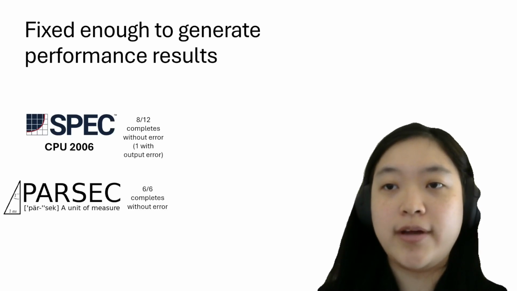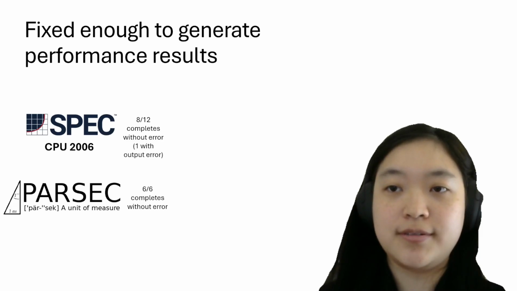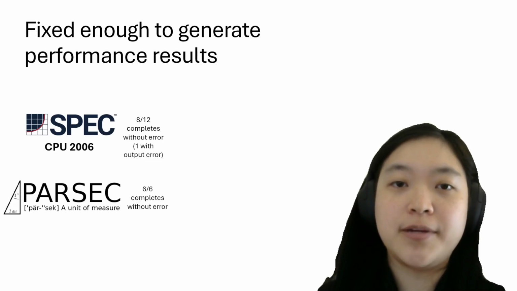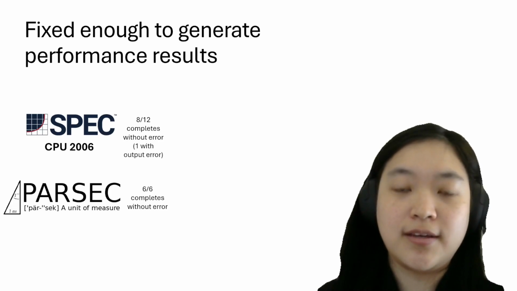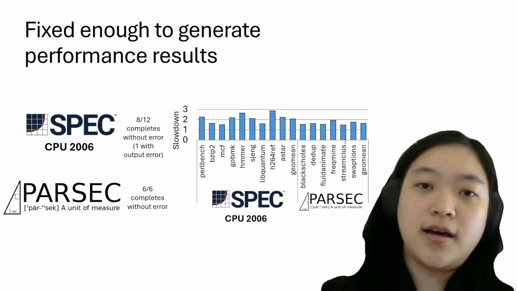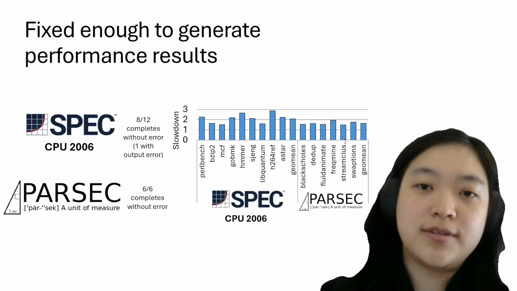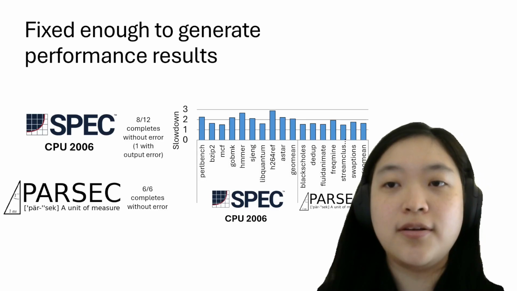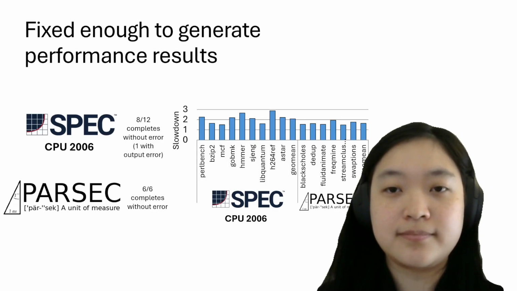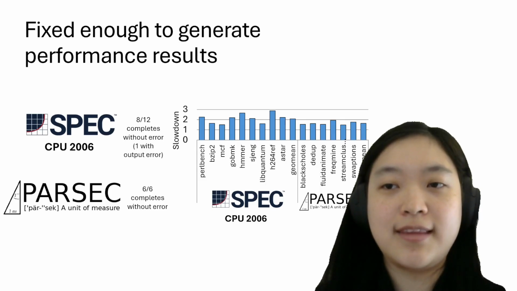In the end, we were able to fix enough problems to obtain binaries that can complete error-free executions. 8 out of the 12 spec benchmarks could complete without any error, an additional one with error in the generated output only, and all 6 tested parsec benchmarks could finish without any error. Our performance evaluation result generally matches that reported in the original nZDC paper, although this was without the transformation for checking conditional branches. This concludes my talk, and thank you for listening.